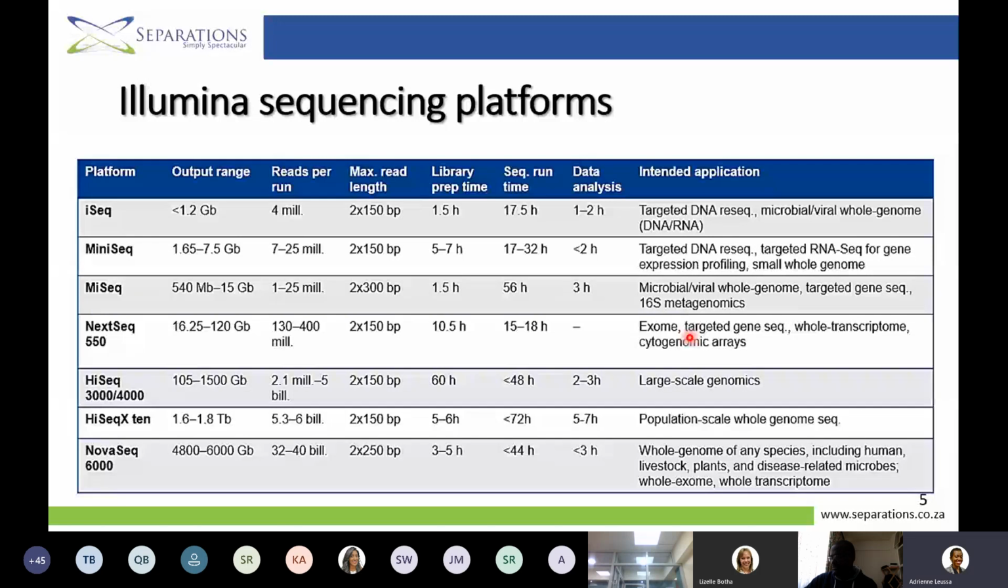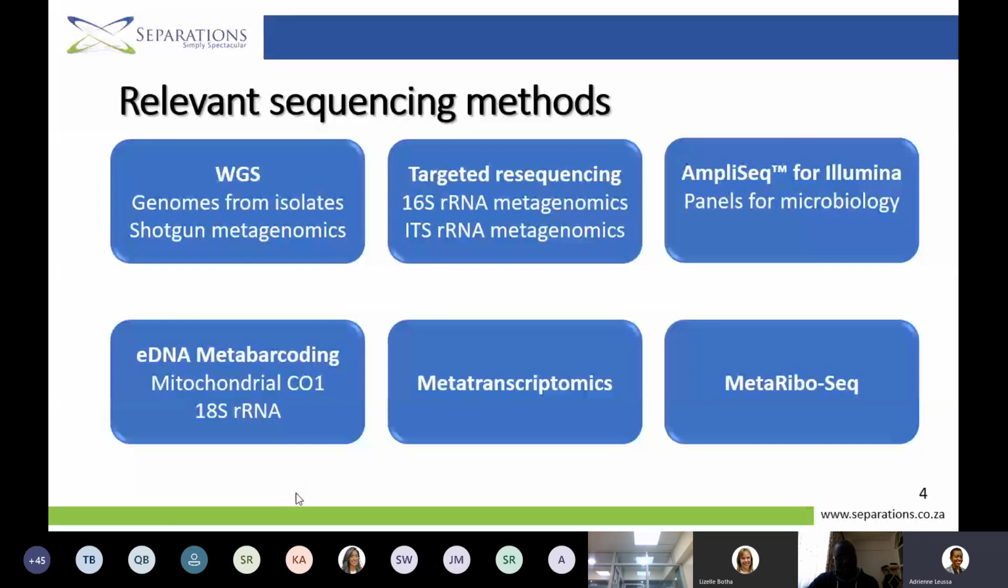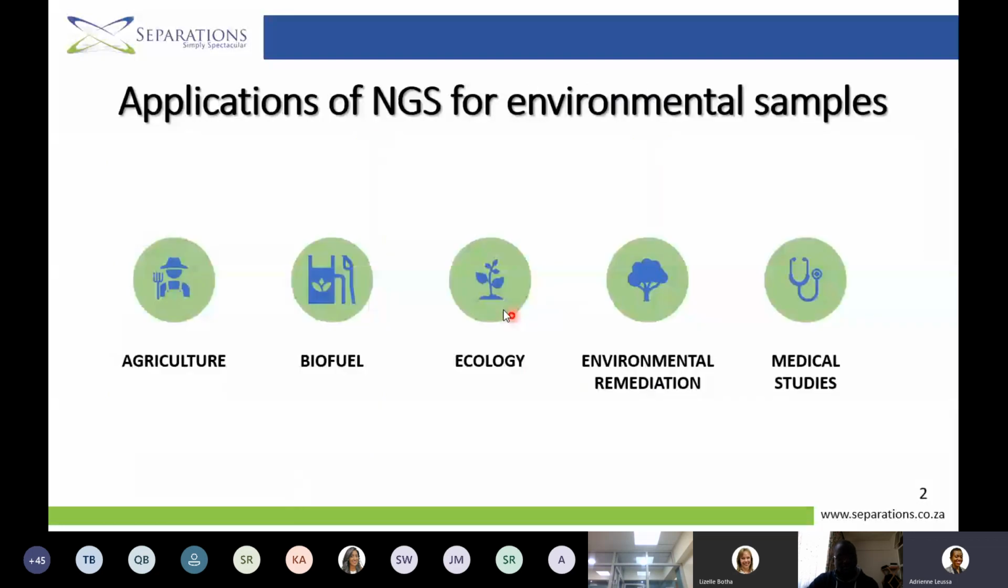And while we are on it, you can also just go to the second question and tell us a little bit what area it is that you would like to apply NGS in. So we saw already that there are 5 major areas where NGS can apply: agriculture, biofuel, ecology, environmental remediation, and medical studies. If you can just take a minute to take a vote on the poll for the second question as well. Thank you.